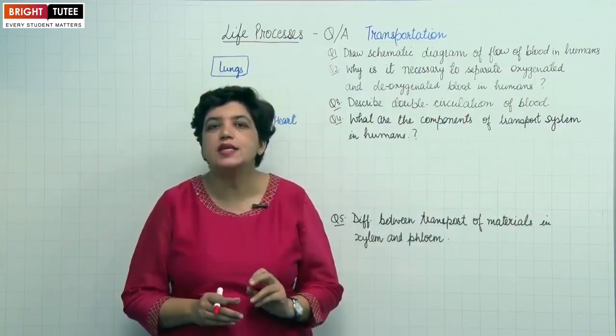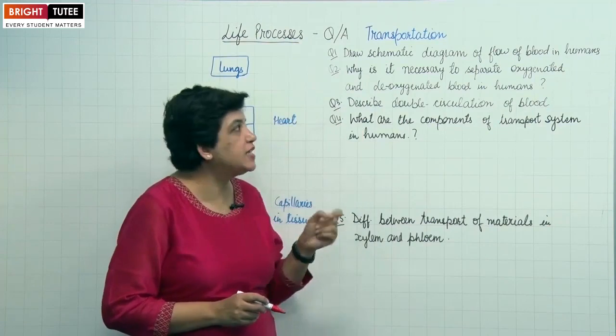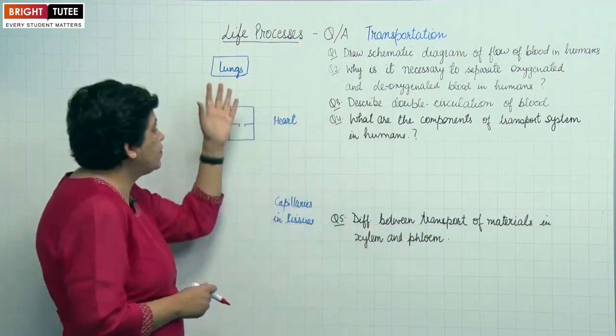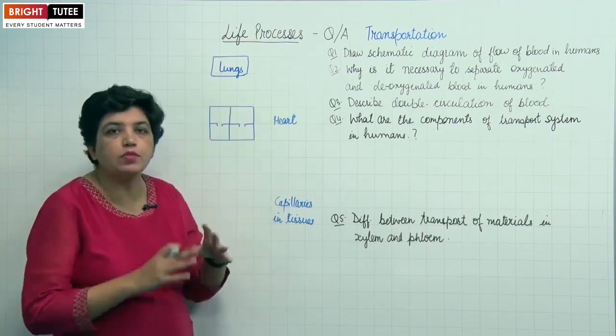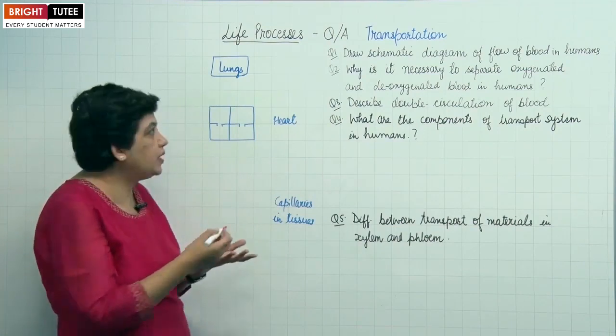The next topic is transportation. Question number 1. Draw the schematic diagram of flow of blood in humans. For that, you have to draw this schematic diagram, not the real picture. Alright, so start from heart, lungs.